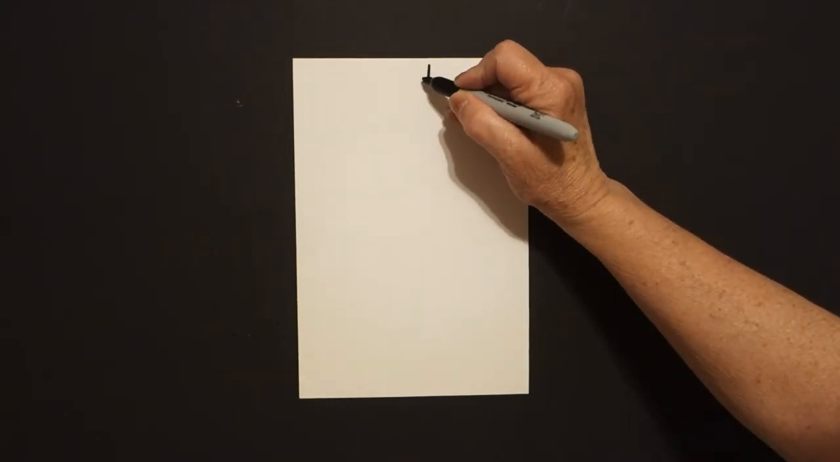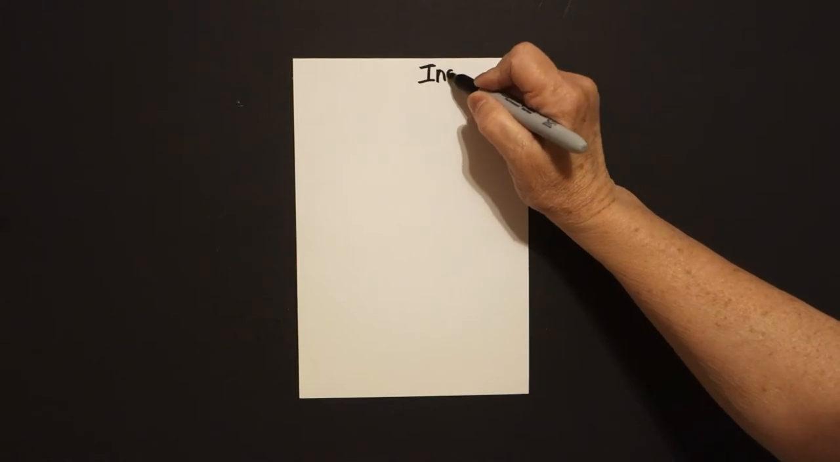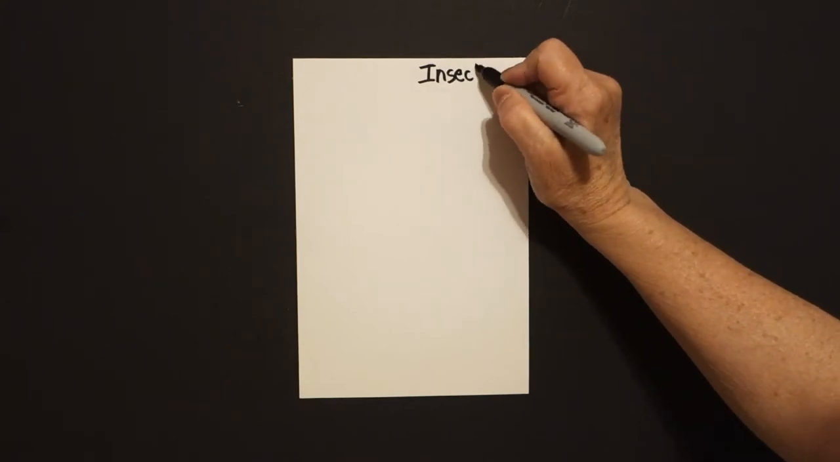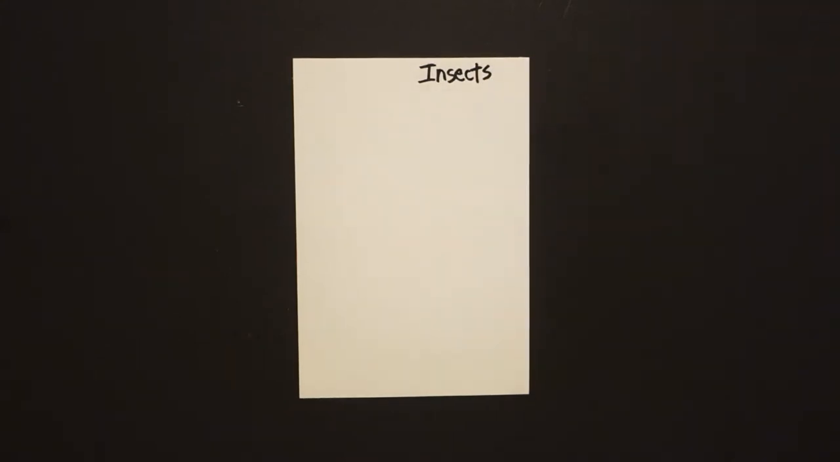Okay, let's draw. Today's project is animal classification, and the first group we're going to do is insects. So I'm going to write that right here over towards the right at the top of my page.